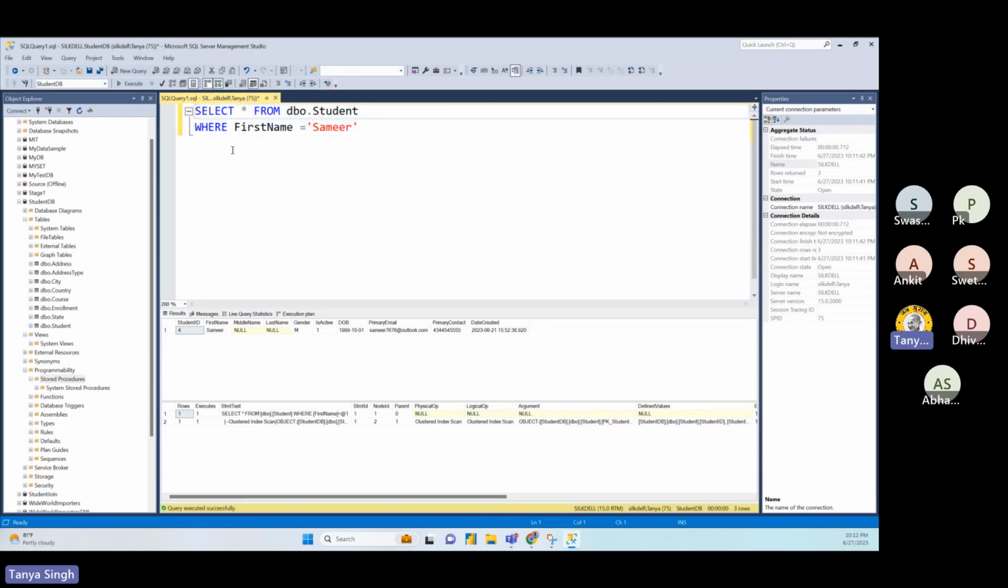But if you create a stored procedure, that's a very simple step. Let's create a stored procedure.